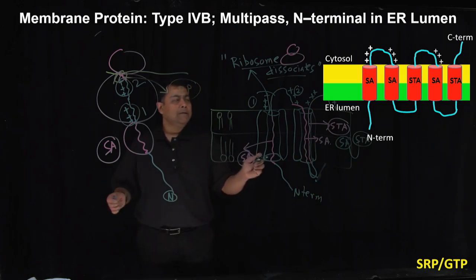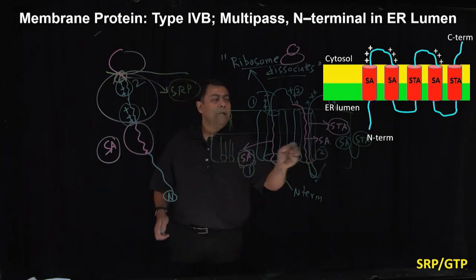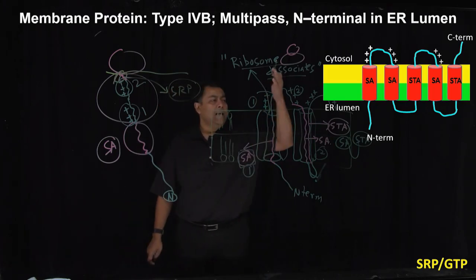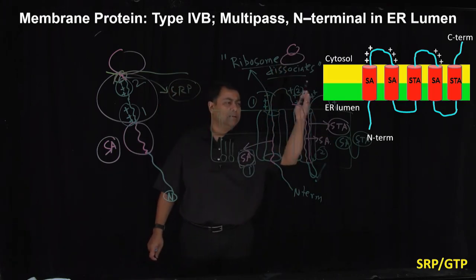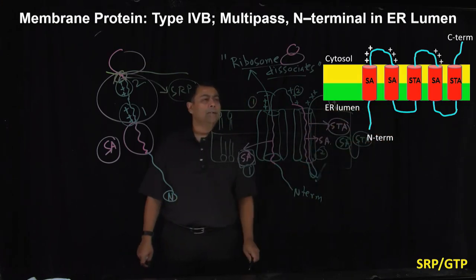So the only difference is that the first two sequences, 1 and 2, are going to be the signal anchor sequences in type 4B, and then the signal anchor, STA, SA, STA is going to go all the way in.